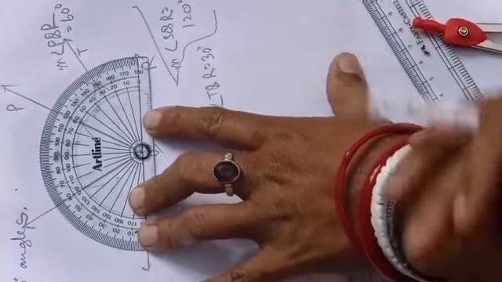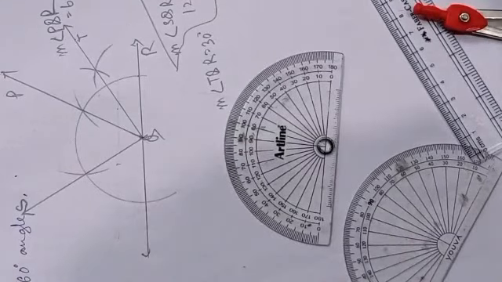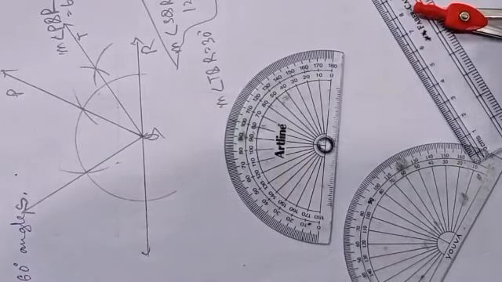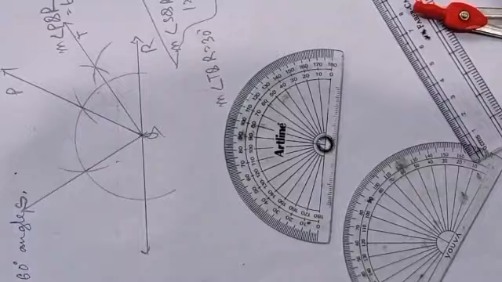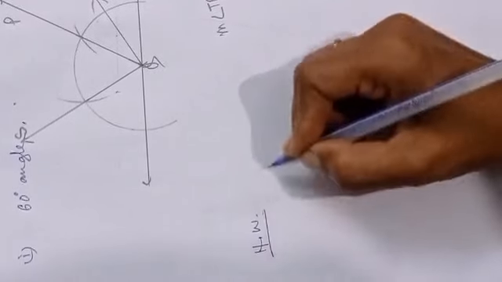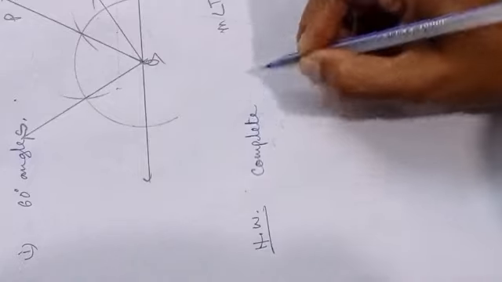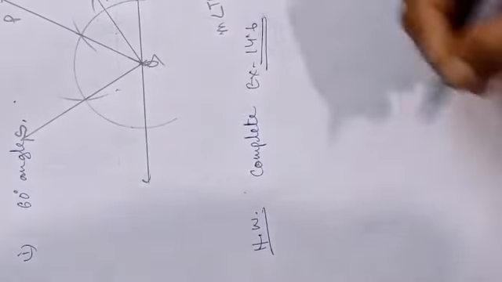In this way you can draw different angles. Already you have learned how to draw the perpendicular, and that perpendicular will give you the 90 degree, so I am not going to repeat this one. Let's complete exercise 14.6. Your homework will be to complete exercise 14.6. Thank you.